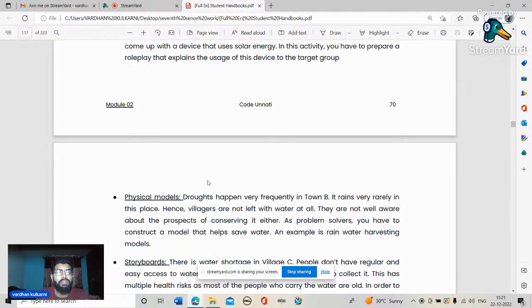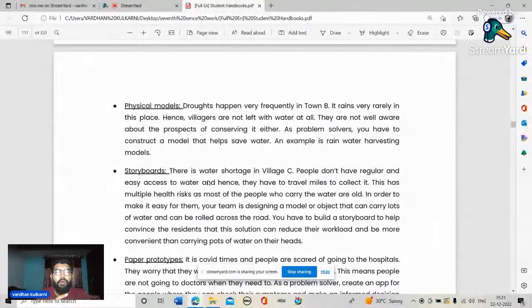Again, you use physical models. Droughts happen very frequently in town B, and it rains very rarely in this place. Hence the villagers are not left with any water, and they are not well aware of the prospects of conserving it either. So as problem solvers, you have to construct models that help save water, for example, rainwater harvesting models. You just do a physical model on how rainwater harvesting helps, and you explain that.